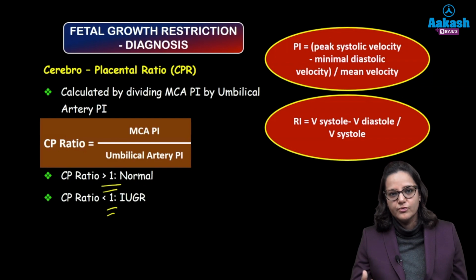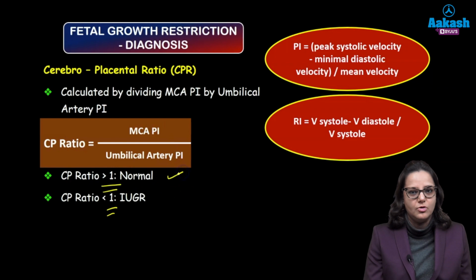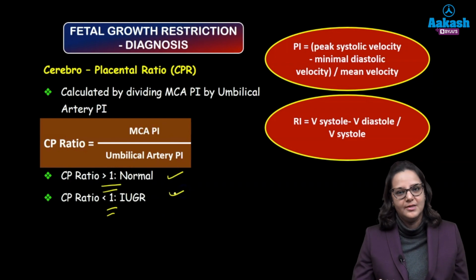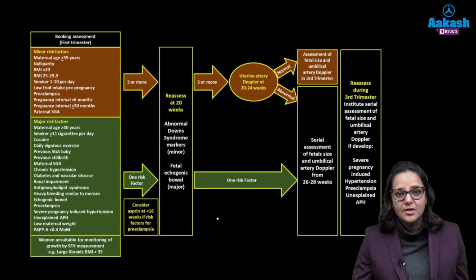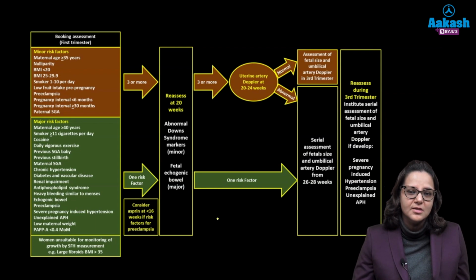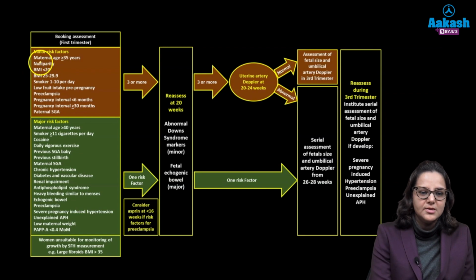I have given the values over here. You just need to remember that if the CP ratio is more than 1, it is normal. If it is less than 1, it is abnormal. That is it. Now, this is what we have read at the time of our PG examination. This chart might look daunting to you, but I will make it very simple for you. Since they have been asking complex questions on IUGR, they can ask questions on this also. There are some major risk factors and minor risk factors in the mother, which are the predictors. I'm not going to discuss all of it with you.